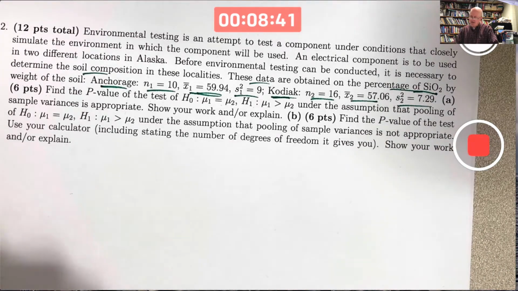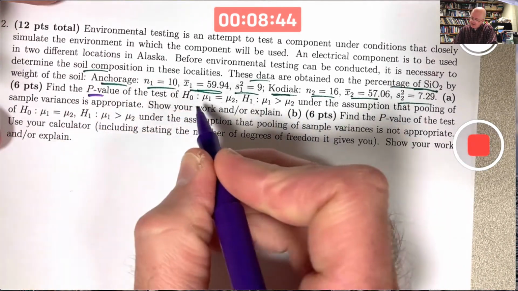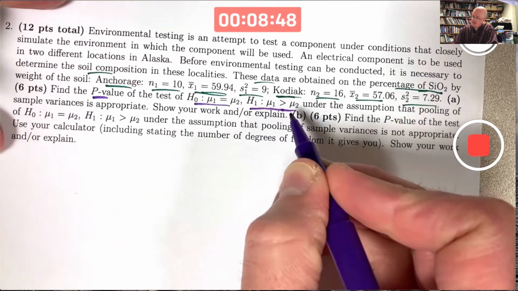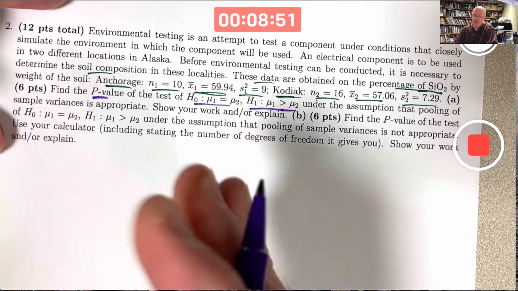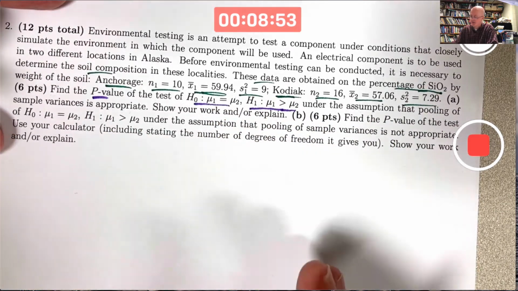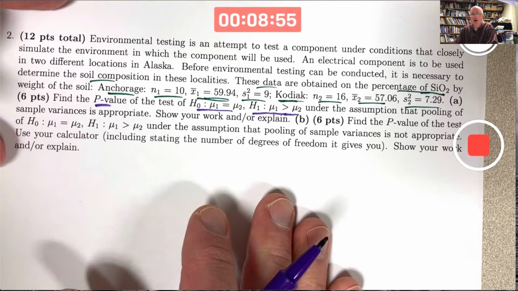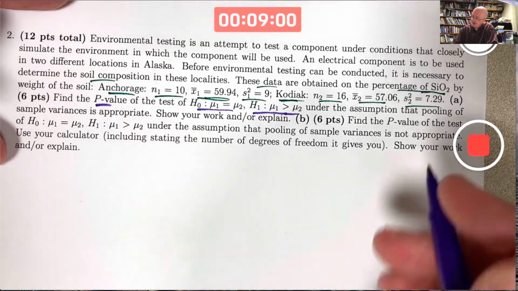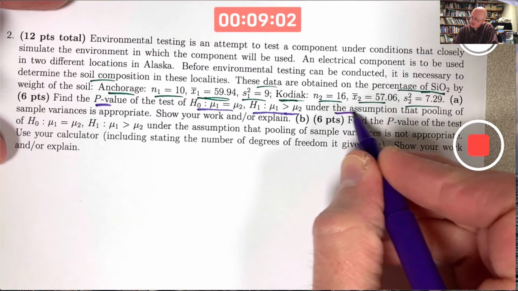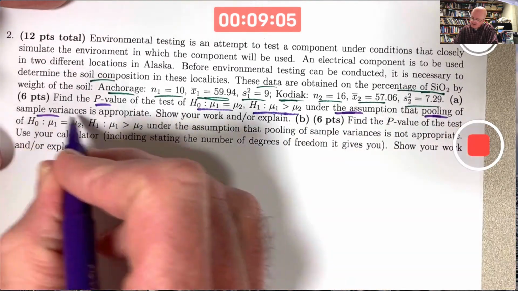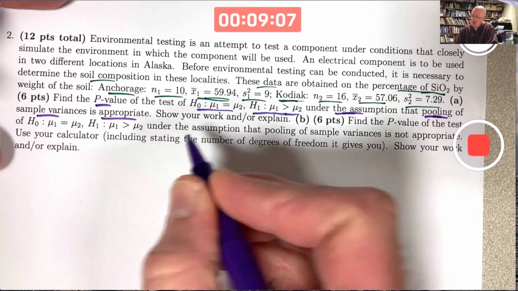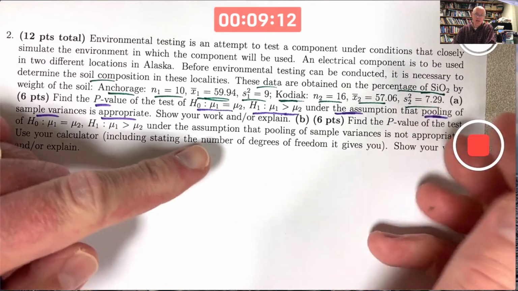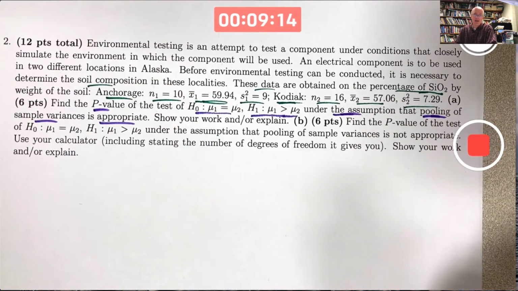Part A says find the p-value of the test of the null hypothesis that the means are equal versus the alternative that the first mean is greater than the second mean. And again, for honesty's sake, you'd want to set up the hypotheses ahead of time. I'm not saying what alpha is in this problem. We're just making a decision ultimately based on the p-value and if it just seems small. Under the assumption here in part A that pooling of variances is appropriate. Okay? Show your work and explain. To decide if pooling is appropriate, we'd have to do the F-test to compare variances, but I'm not doing that in this problem.